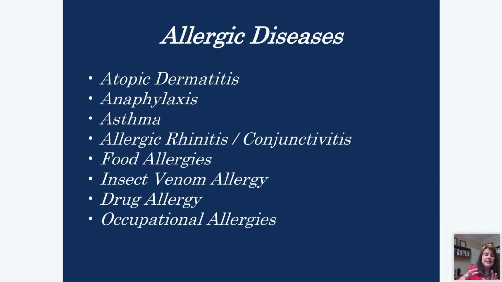Allergic diseases is a basket of diseases, the same immune tendency but different presentations. So you can have atopic dermatitis affecting the skin, anaphylaxis, the most severe of these allergic reactions. You can have asthma, which can be allergic or non-allergic, allergic rhinitis, allergic rhinoconjunctivitis, as Professor Weinberg taught us, food allergies, insect venom allergy, drug allergy, occupational allergies, which can again be a whole basket in itself.